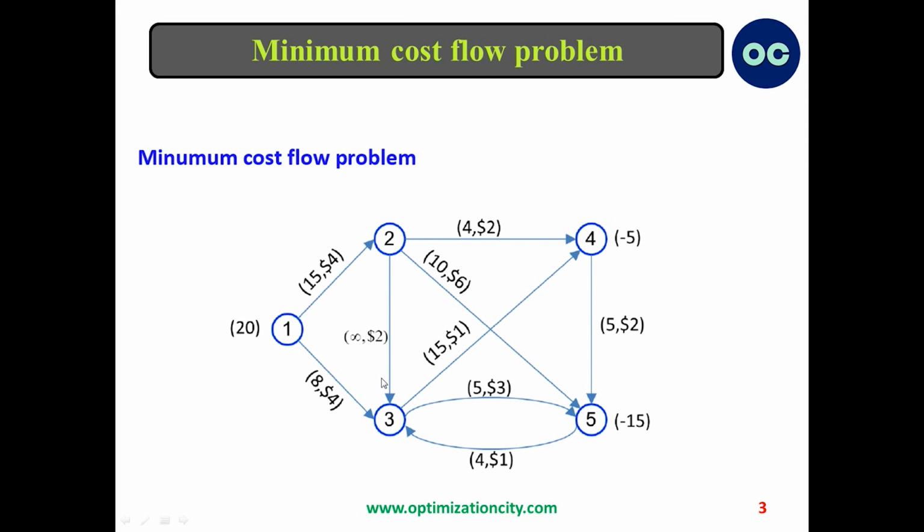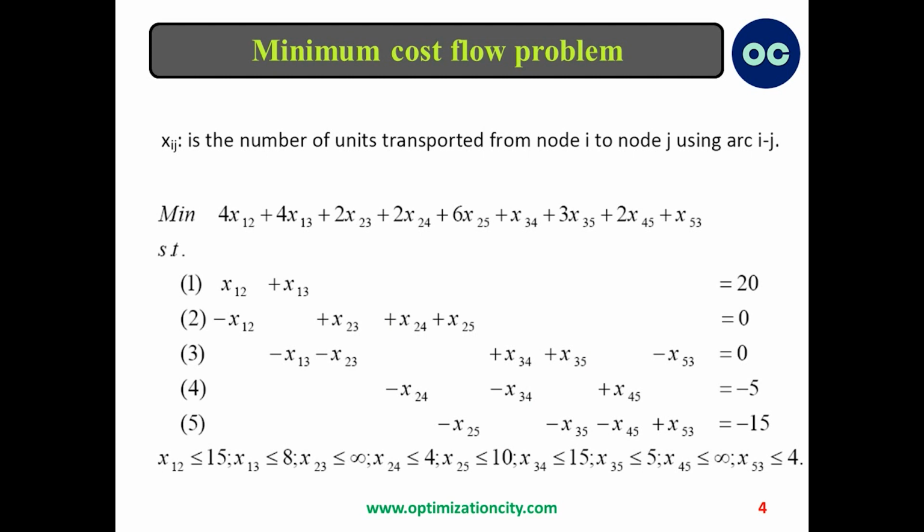Moreover, the number in the parentheses next to the circle represents the available supply and required demand at each node. In this diagram, node 1 is a starting point with a supply of 20 units, and nodes 4 and 5 are the destinations that require 5 and 15 units respectively, indicated by the negative sign. In the minimum cost flow problem, our objective is to discover the flow pattern incurring the minimum cost. To formulate this problem as a linear programming model, let's consider the following notation.